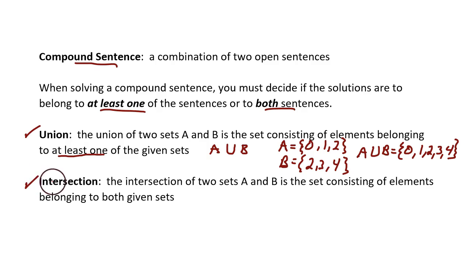Another word is intersection. The intersection of two sets, A and B, is the set consisting of elements belonging to both given sets. The symbol for intersection looks like this. Using these same two sets from above, we can find the intersection of A and B. We're looking for elements that are in both sets. That's the number 2 only.